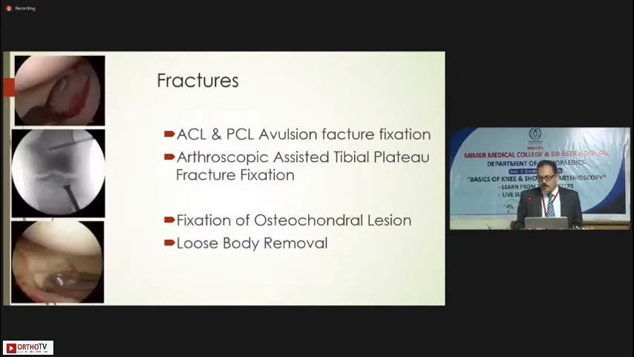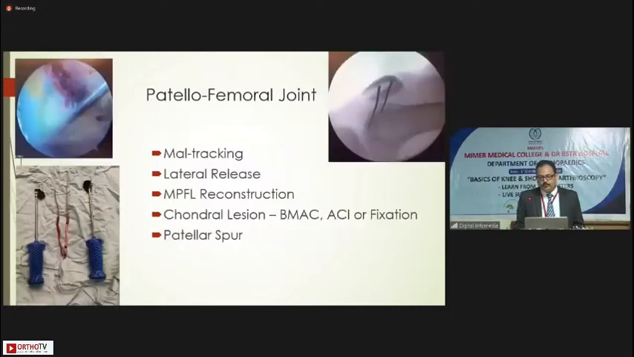Fractures, of course, we do ACL, PCL, avulsion fracture fixations. As I said, the avulsion fracture of the popliteus also we nowadays fix it. Arthroscopic assisted tibial plateau fractures, mind you, there is a chance of extravasation and compartment syndrome, so we have to be very, very quick. Fixations of osteochondral fractures and loose body removal.